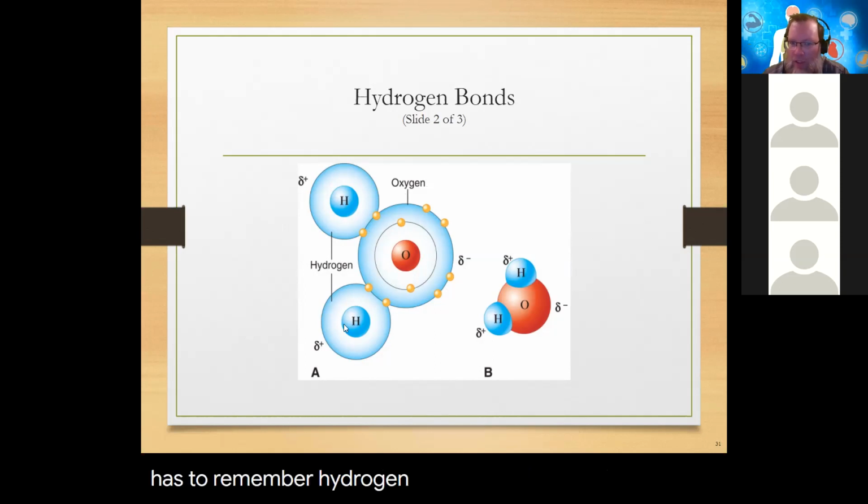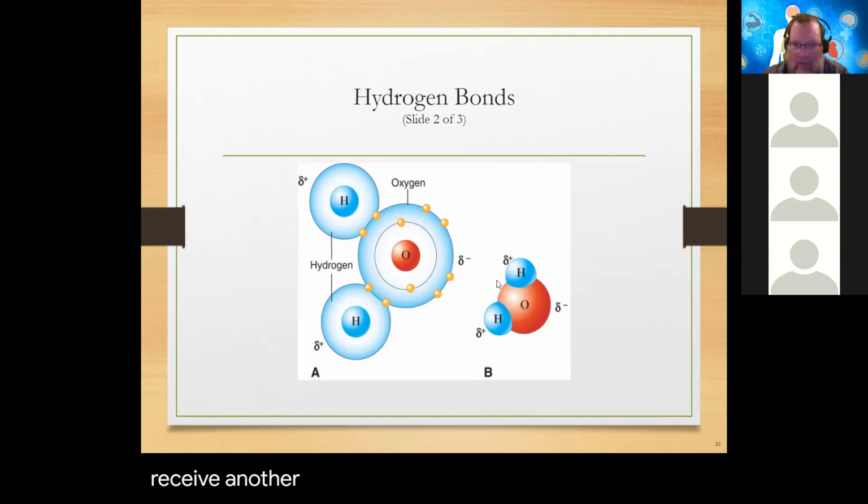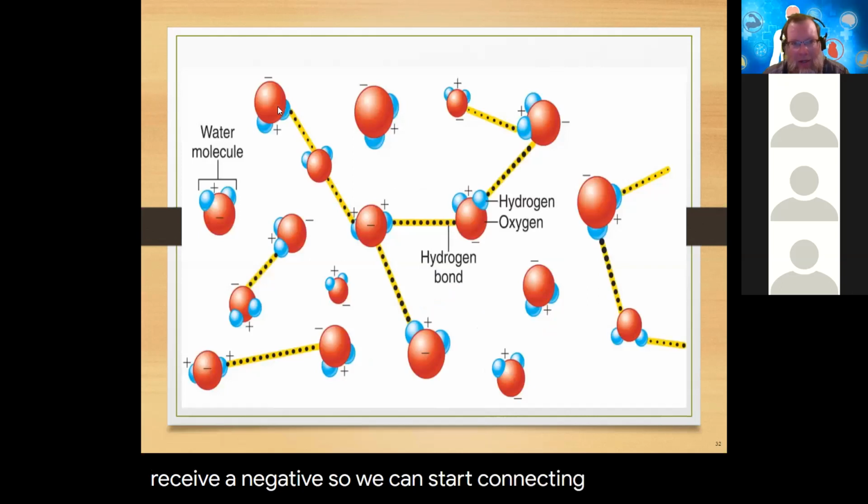Remember, hydrogen only needs 2 to be happy. Okay. And then we have negative, positive, positive. These are poles. So this negative pole of this hydrogen bonded H2O molecule can receive another positive. This can receive a negative. This can receive a negative. So we can start connecting all of these water molecules to form water.